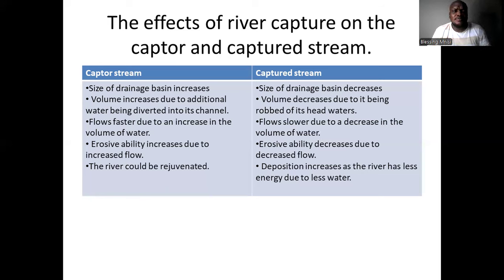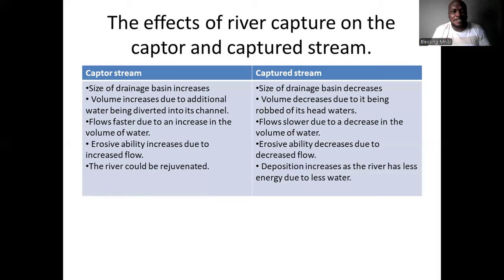And then thirdly, the capture stream flows faster due to an increase in the volume of water. Since now the capture stream has more water, it will flow faster. Then the erosive ability increases due to increased flow. That is why the capture stream will be rejuvenated after river capture has occurred.